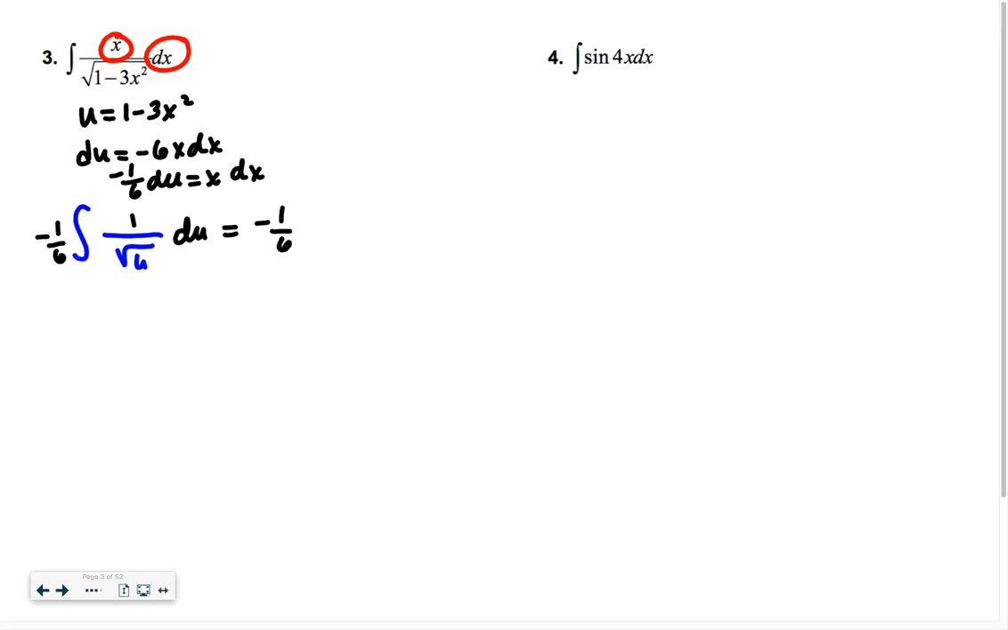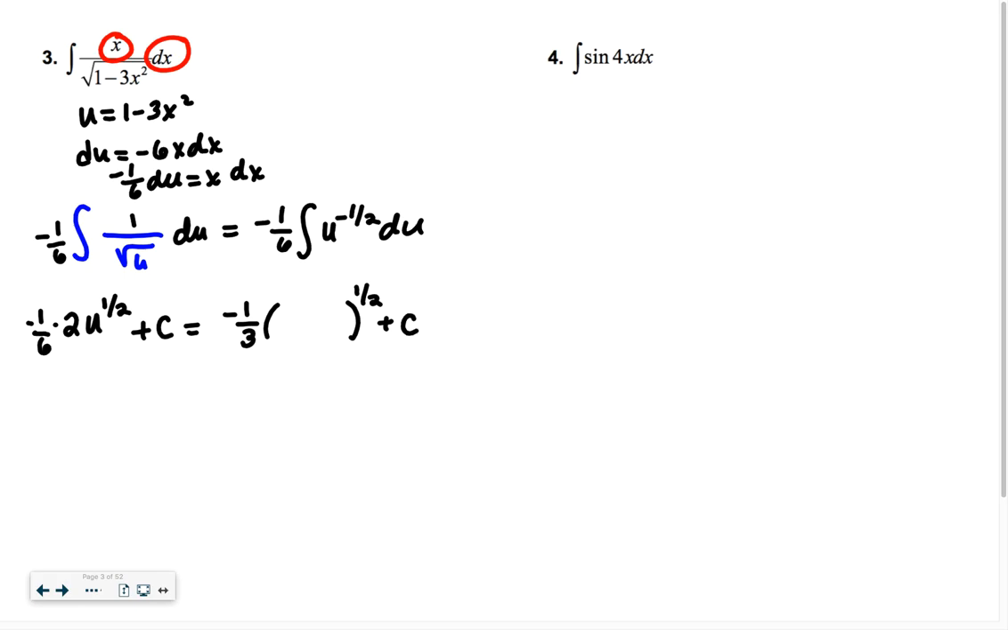So we get negative 1/6, and then we're integrating u to the negative 1/2 because it was on the denominator, so it's a negative power. So we get u to the 1/2 when we add 1, and we gain a 2, and then we still have that negative 1/6. So we get negative 1/3, whatever u is, to the 1/2 plus c. I kind of write it like that sometimes where I just put a parenthesis because that's replacing the u. And then in one step I say that's going to be 1 minus 3x squared. So that makes sense?